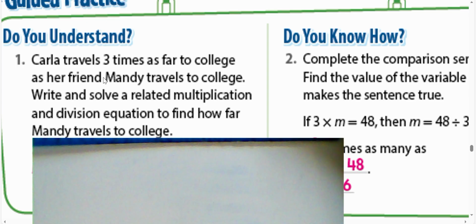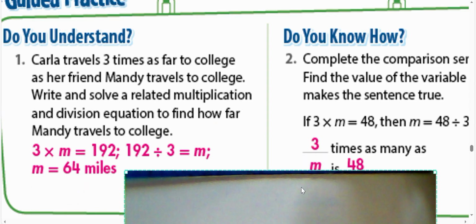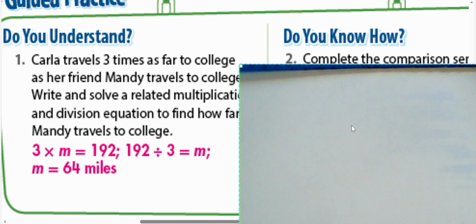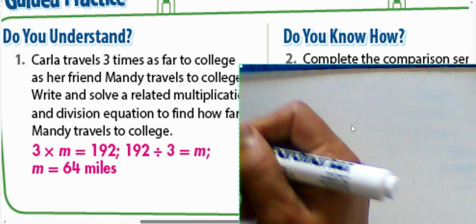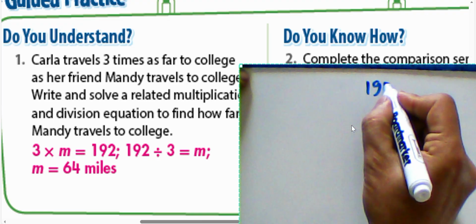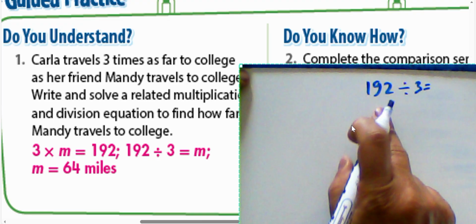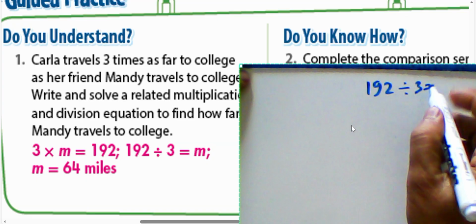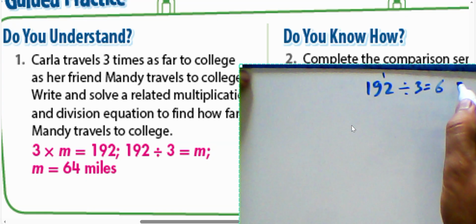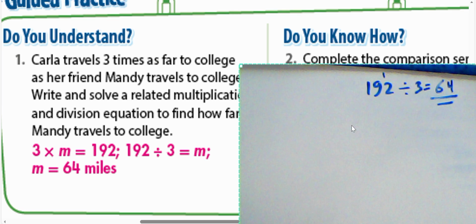Next question. Carla traveled 3 times as far to college as her friend Mandy travels to college. Write and solve related multiplication and division equations to find how far Mandy travels. You can think about the number from the table. Look here. We have 3 times what equals 192. We can divide 192 divided by 3. We have 19 divided by 3 equals 6. 3 times 6 equals 18, and the remainder 1. 12 divided by 3 equals 4. The result will be 64.